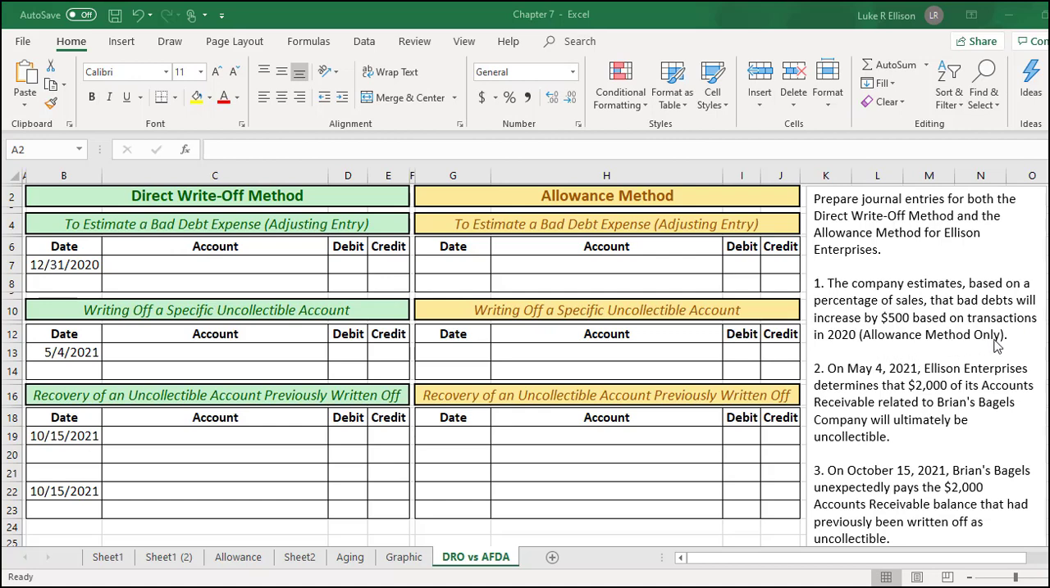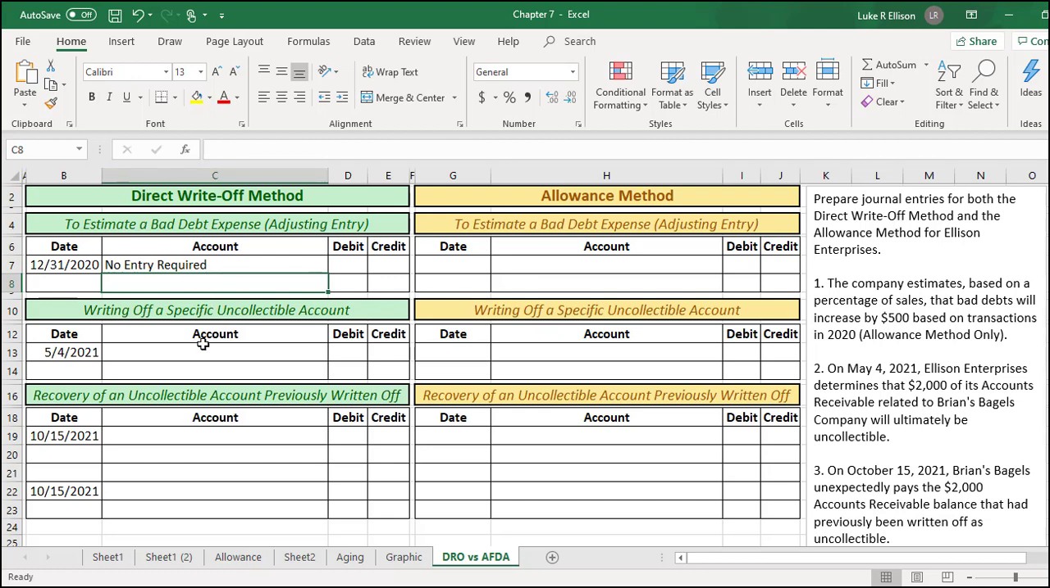And that's because, as you might recall, when we use the direct write-off method, there is no estimation of bad debt expense, so we don't need to make a journal entry. So here we can type in no entry required. Next, on May 4, 2021, Ellison Enterprises determines that $2,000 of its accounts receivable related to Brian's Bagels Company will ultimately be uncollectible. So this is the next year, 2021, and we're not going to be able to collect $2,000.